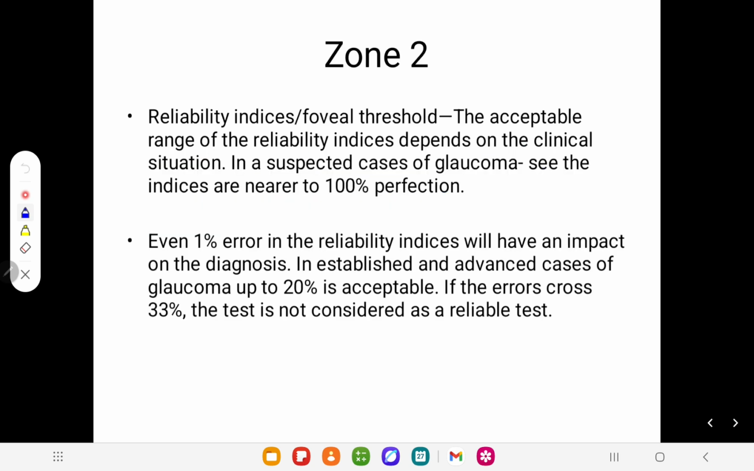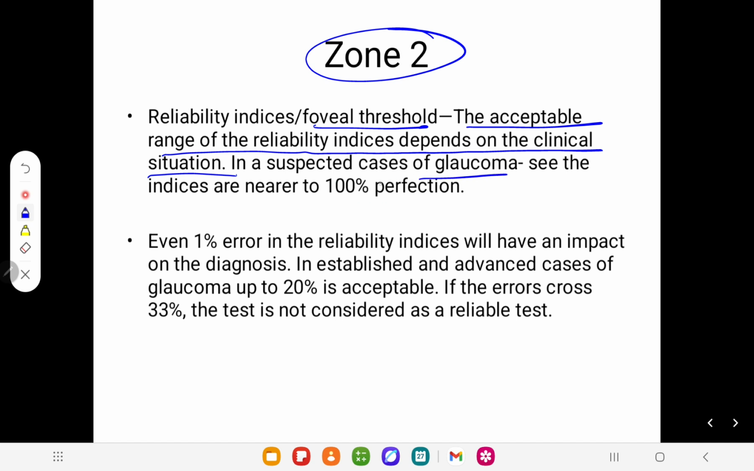You have to understand the second zone, that is the reliability zone, and the reliability index is foveal threshold. Just understand this concept: the acceptable range of reliability indices depends upon the clinical situation. For example, in case of suspected glaucoma, the index should be nearly 100% perfect. If it is advanced glaucoma, then that's difficult. Suppose you are doing visual field in a patient with a macular problem; in that case, foveal threshold definitely goes down. Likewise, if you do not do refractive correction well, foveal threshold goes down.